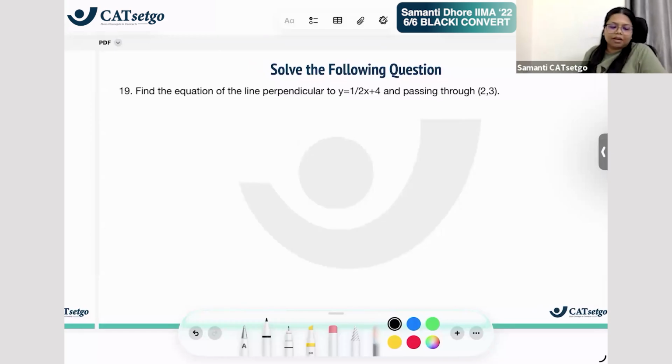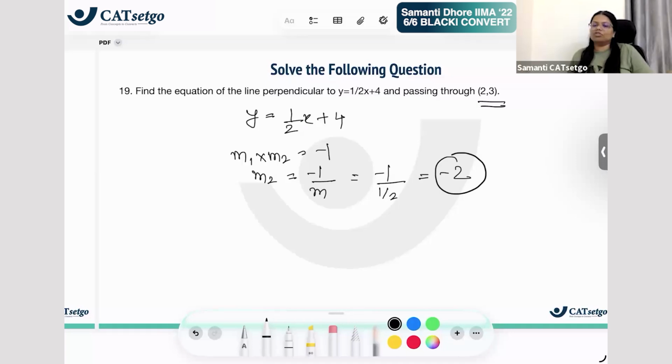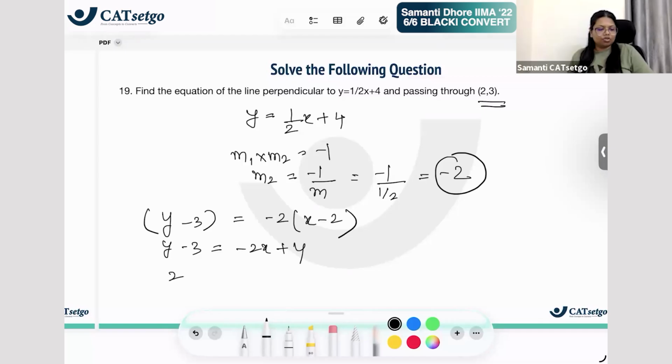Now this one. Find the equation of the line perpendicular to this, y is equal to half of x plus 4, and passing through the point. How do we do this again? Exactly. So we know that for perpendicular lines, the product of slopes has to be minus 1. I have to find my m2, which will be minus 2 basically. Right? Again, slope point form. Y minus y1 is equal to m into x minus x1. Again, simplify this. Y minus 3 is equal to minus 2x plus 4. So 2x plus y minus 7 is equal to 0.